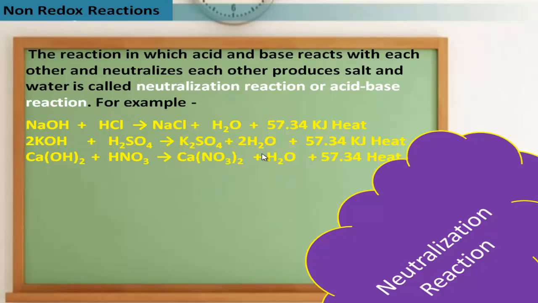Just here you have to understand one factor: when any base reacts with any acid, water and a fixed amount of heat are always produced, 57.34 kilojoules of heat, in any such reaction. That means in any neutralization reaction of a strong acid and strong base, the amount of produced heat is always fixed.